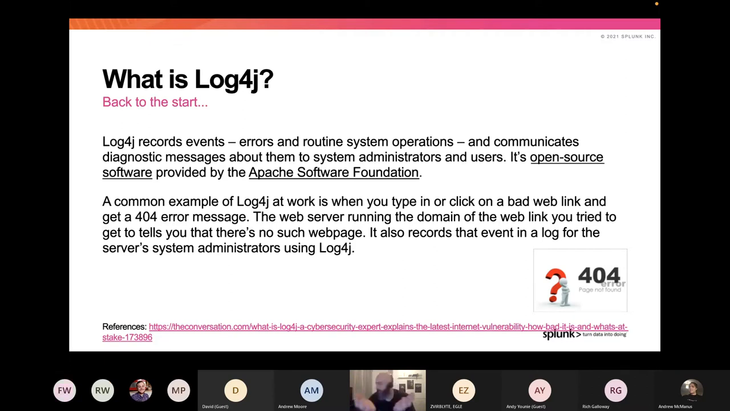So as you would expect, it basically logs or records events, errors, routine system operations, and then it communicates diagnostics about them to systems administrators and users. As it says in the name, it is basically a logging mechanism. It is open source, provided by Apache. A common example is, if you click on a web link, you get a 404 message. Then the server running that domain, that tells you there's no such page, will record that event. And it'll be available to the administrators via that Log4j mechanism.